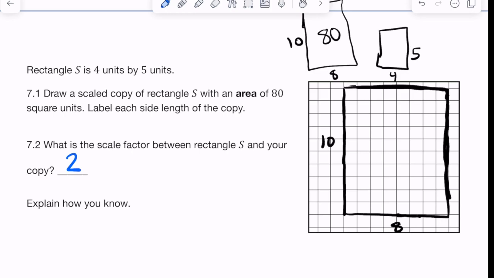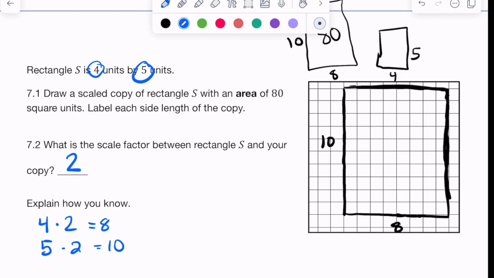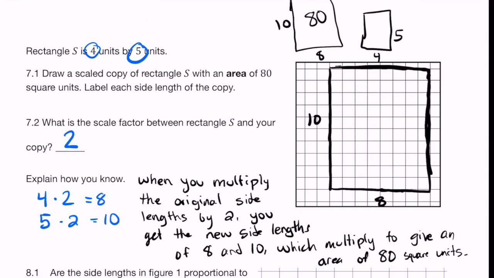How do we know it's a scale factor of 2? Well, we know that my original side length here was 4. If you do 4 times 2, you get 8. And the other side length was 5. 5 times 2 is 10. And then we know that 8 times 10 is 80. So since it says explain, I'll write that up briefly. When you multiply the original side lengths by 2, you get the new side lengths of 8 and 10, and those multiplied to give you an area of 80 square units.